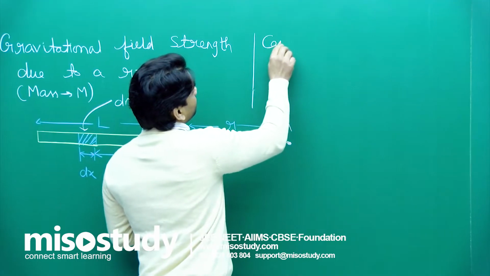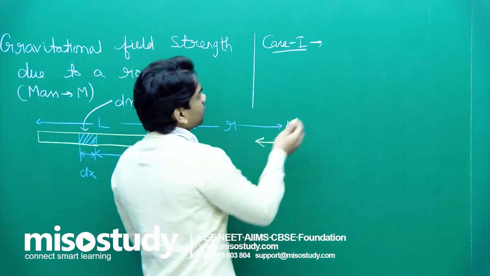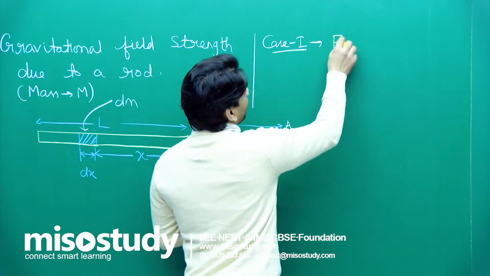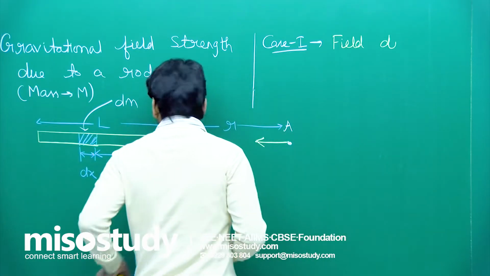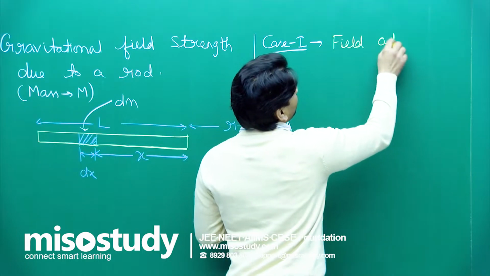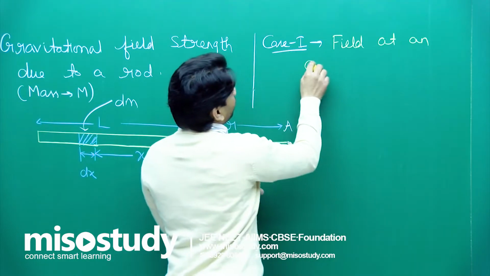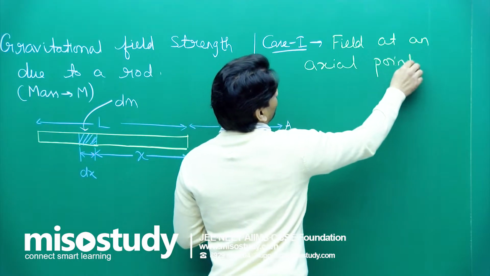First of all, we are learning the first case, that is field strength due to a rod at an axial point. Why axial point? Because it is lying on the axis of the rod. And r, the distance that you can see, is from one end of the rod.